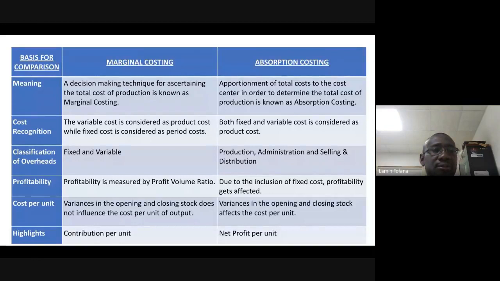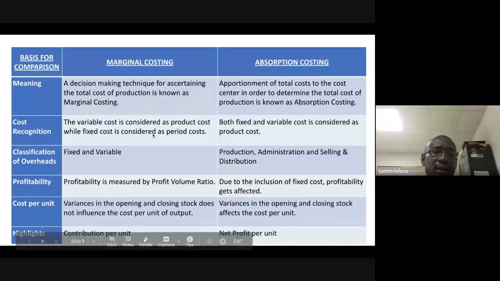Classification of overheads. For marginal costing, the fixed and the variable costs are classified differently, whilst for absorption costing, the overheads are classified into three categories: the production overhead, the administrative, and the selling and distribution. Profitability is measured by what? Profit volume ratio. And of course, in absorption costing, due to inclusion of fixed cost, profitability gets affected.